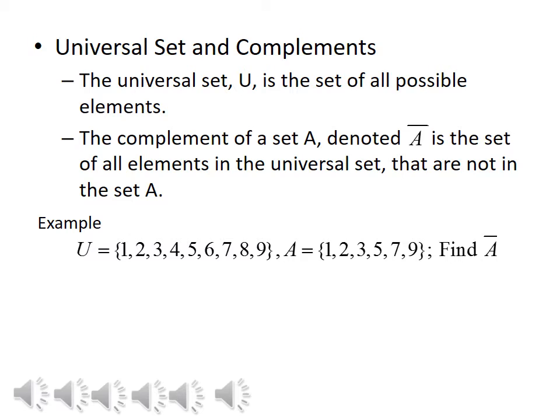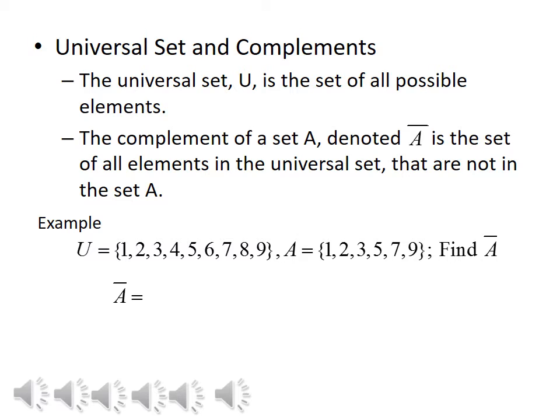So, for example, if we're given that the universal set U is equal to 1, 2, 3, 4, 5, 6, 7, 8, and 9, and the set A is equal to 1, 2, 3, 5, 7, 9, we should be able to find the complement of A, or A bar. So remember, the complement of A, or A bar, is going to be the set of numbers that are possible, so they're part of U, but they're not actually in A.